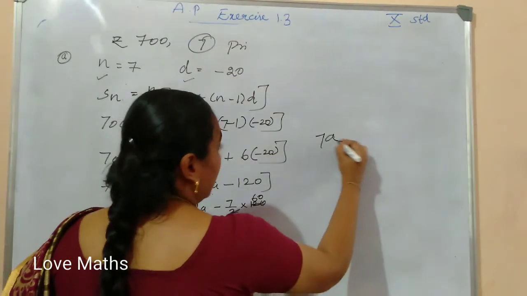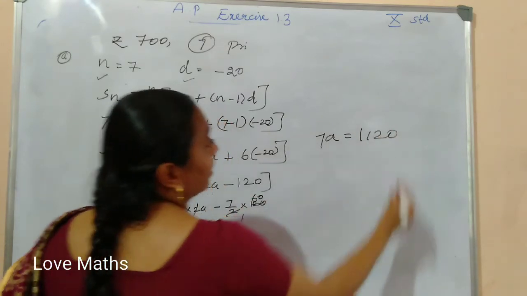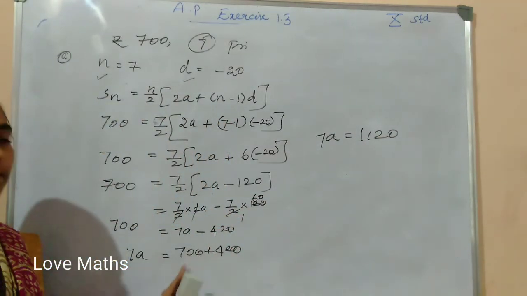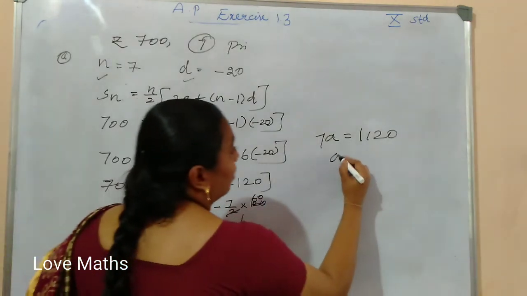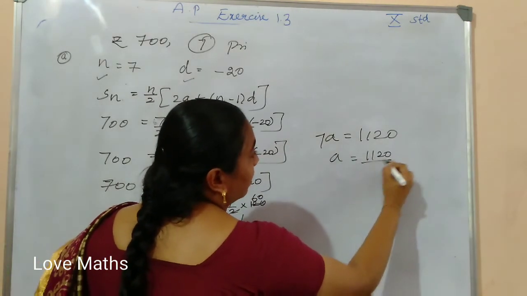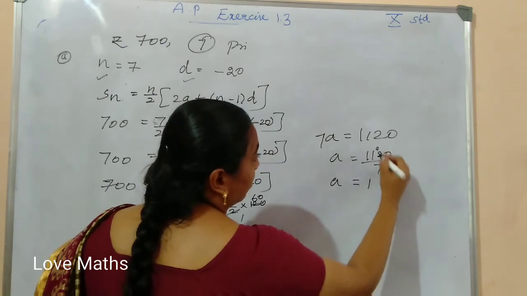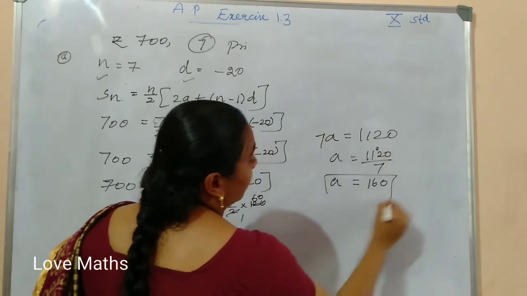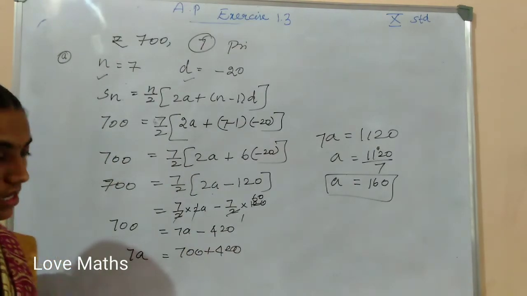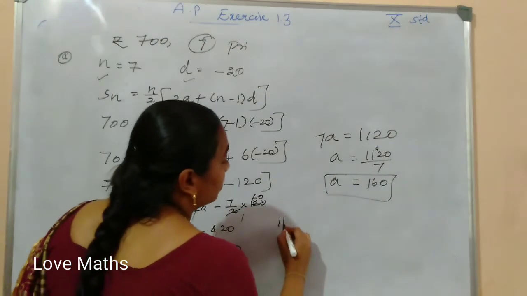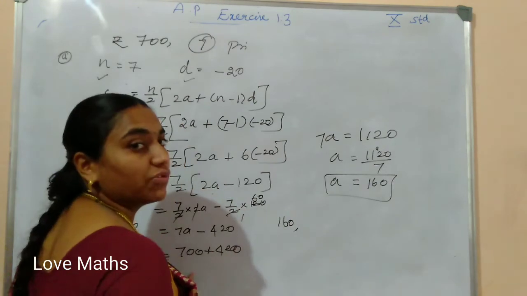So 7a is equal to 1120, you just add these two. We need the a value. So 1120 divided by 7: 7 1s are 7, remaining 4 6 0. So the first prize in rupees is 160. If the first prize is 160, the next prize reduces by 20.